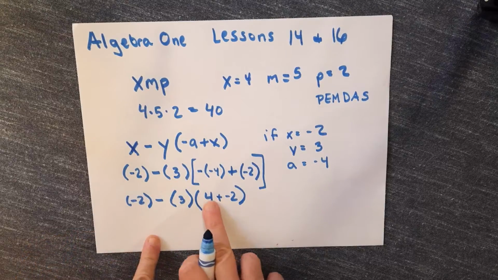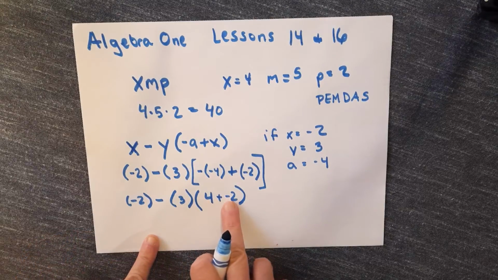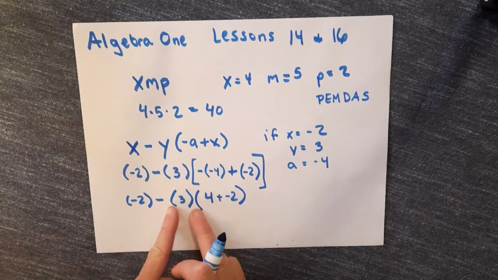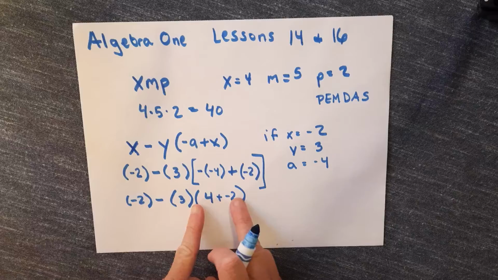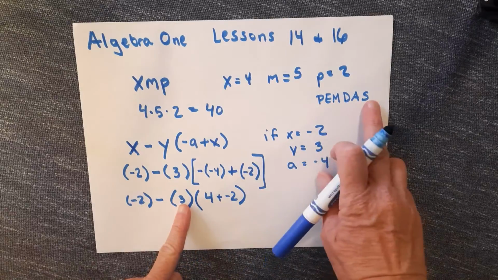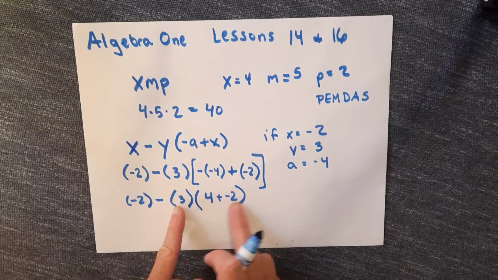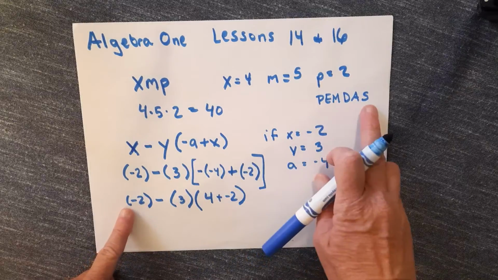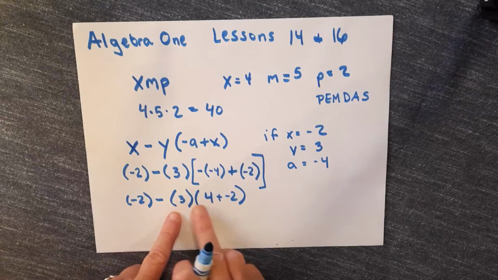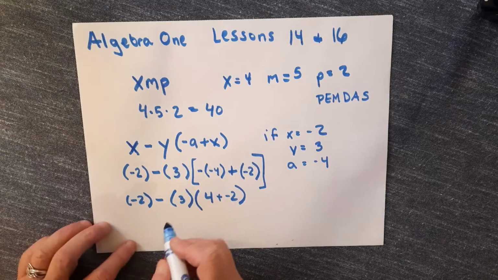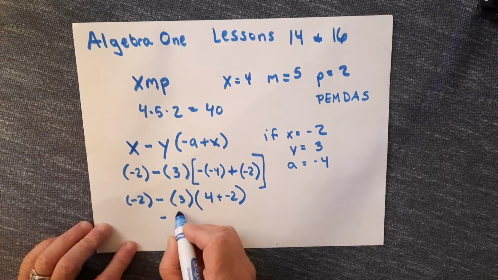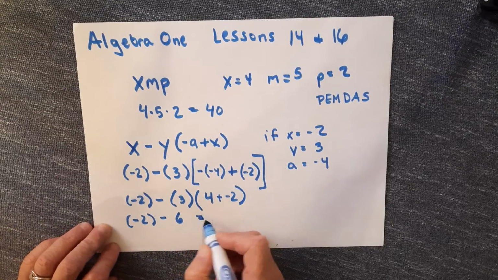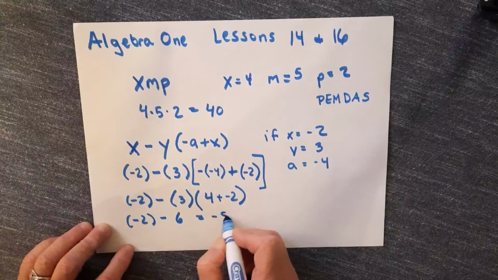Now, if we solve what's inside the parentheses, 4 plus a negative 2 is 2. And then we do have to do this first because this 3 is being multiplied by 4 plus 2. And PEMDAS tells us that we need to do this multiplication first before we can do this subtraction, because multiplication comes before subtraction. So we have 3 times 2, which is 6. So now we have negative 2 minus 6, which is equal to negative 8.